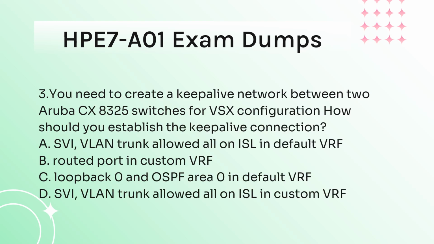3. You need to create a keepalive network between two Aruba CX 8325 switches for VSX configuration. How should you establish the keepalive connection? A. SVI VLAN trunk allowed all on ISL in default VRF. B. Routed port in custom VRF. C. Loopback 0 and OSPF area 0 in default VRF. D. SVI VLAN trunk allowed all on ISL in custom VRF.